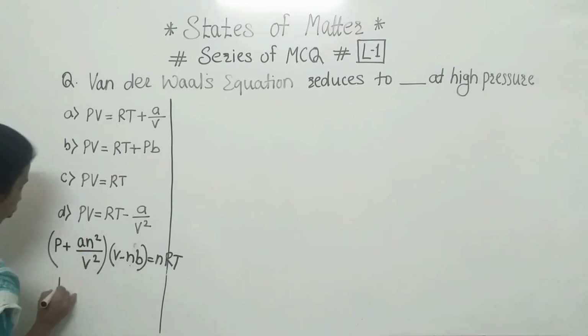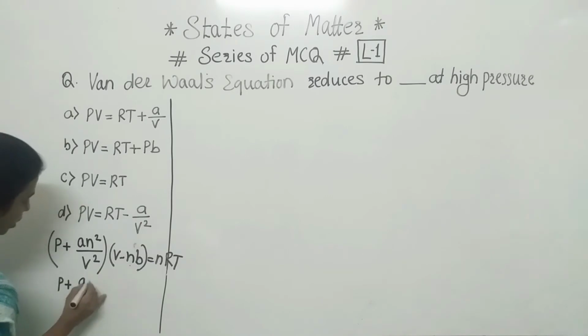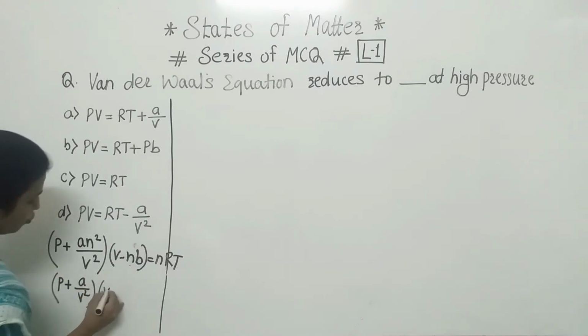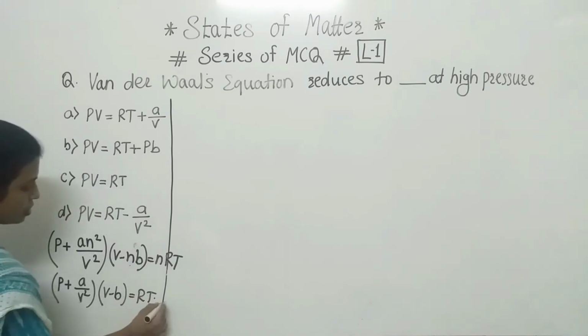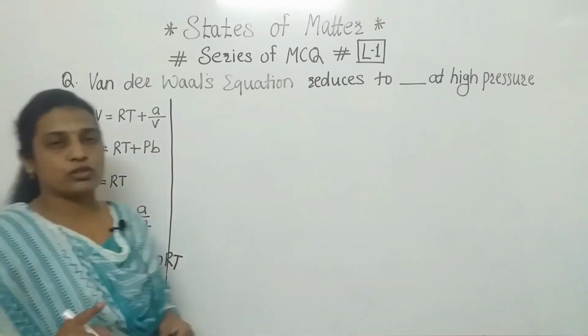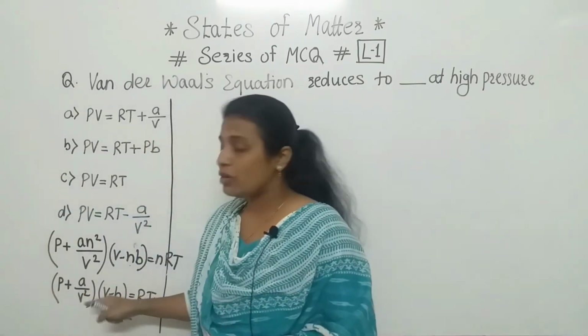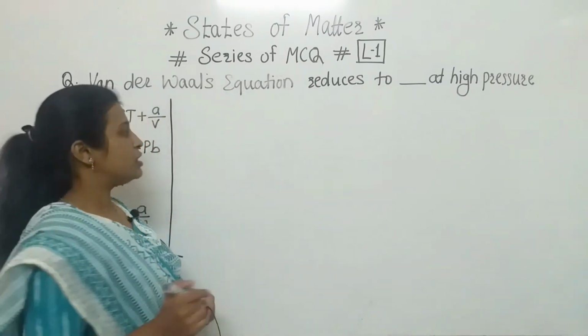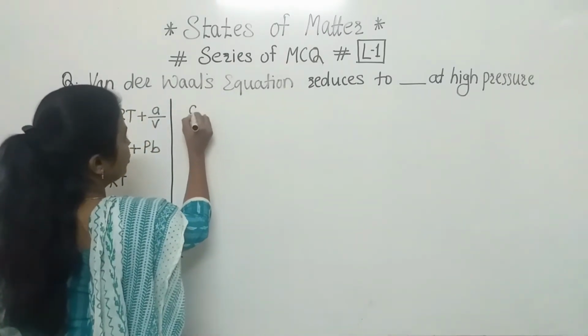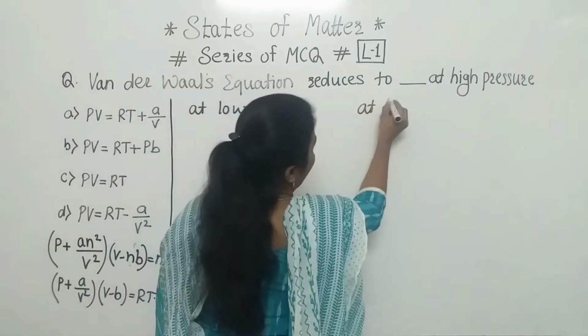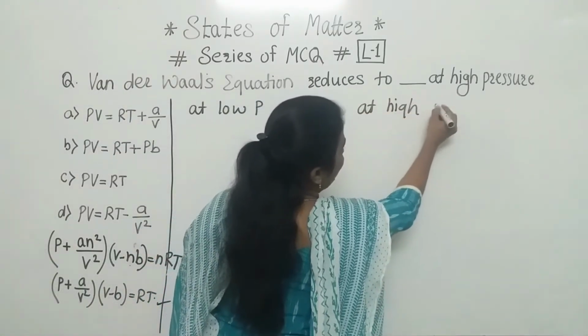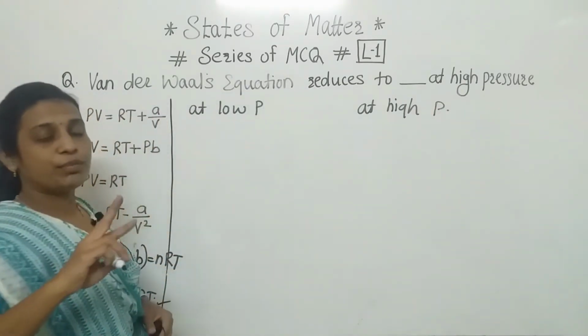If we consider 1 mole, that will be (P + a/V²)(V − b) = RT. So this is the equation for 1 mole of the gas, which is the van der Waals equation. Now we'll discuss what the van der Waals equation will be at low pressure and at high pressure. Here the question is for high pressure, but we will complete both points.